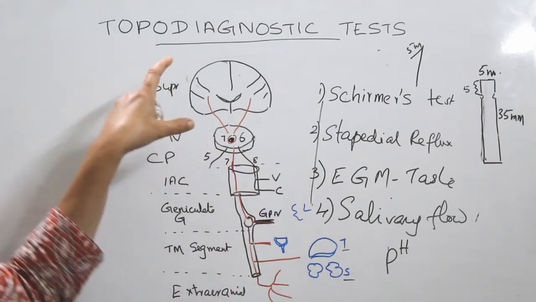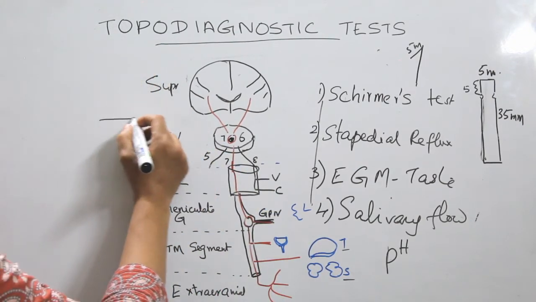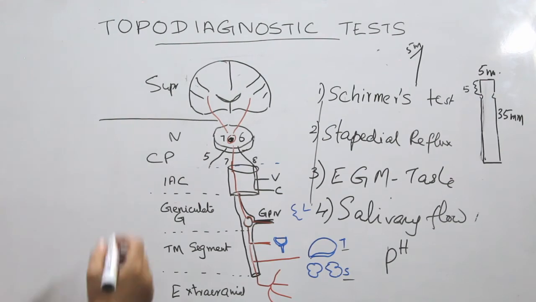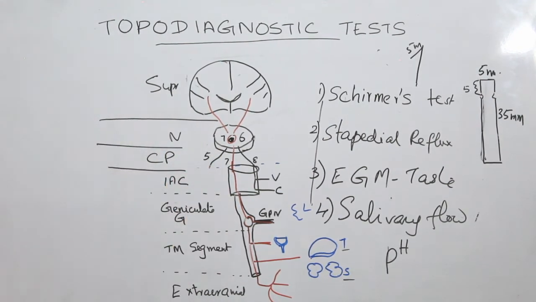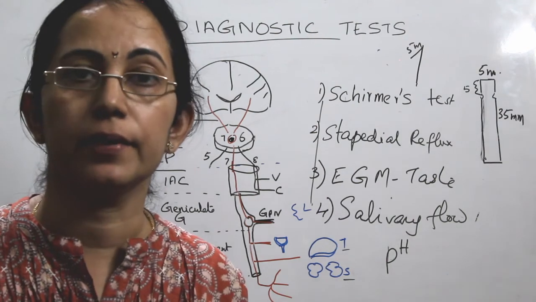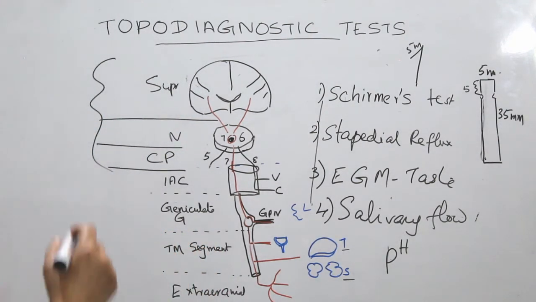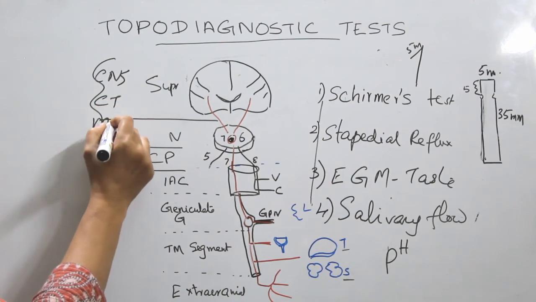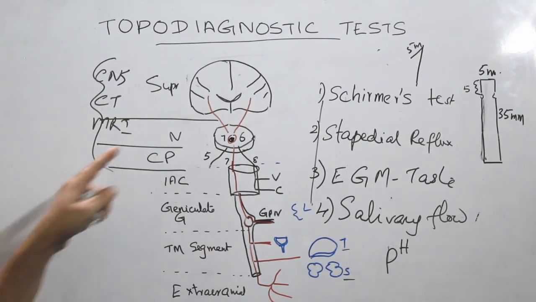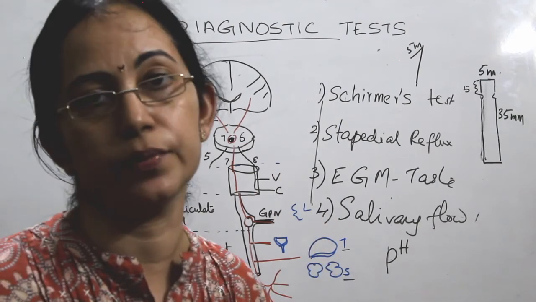So these are the topodiagnostic tests to find out the site of lesion and to test the individual nerve fibers. If it is a supranuclear lesion, or at the nuclear level, or at the CP angle level, this can be tested by examination of the cranial nerves along with CT and MRI. So CNS examination, CT scan and MRI scan will give you an idea about the site of lesion.